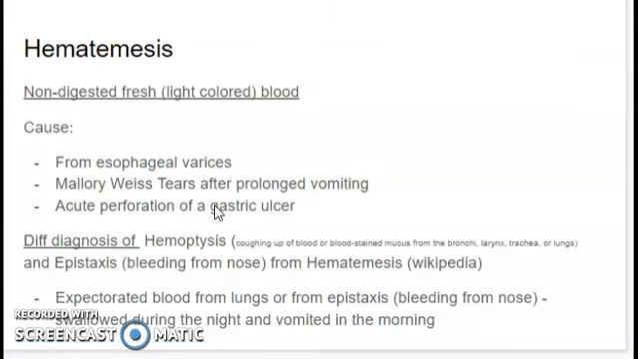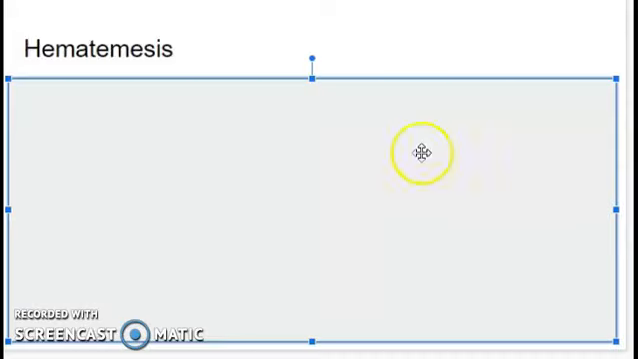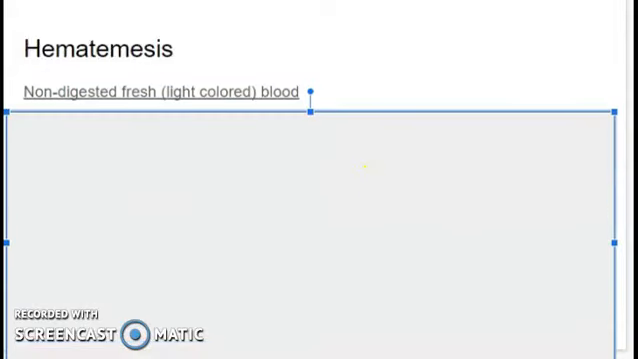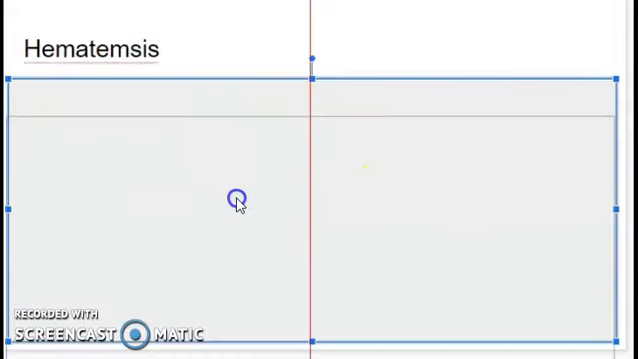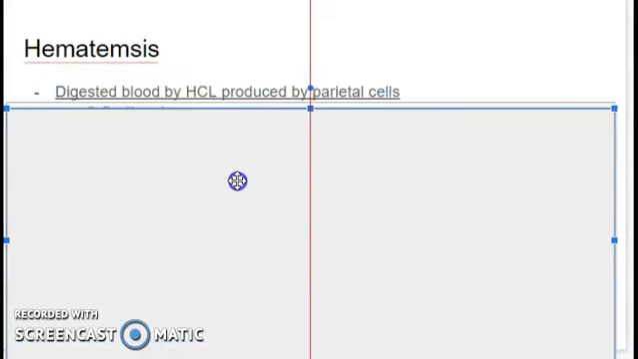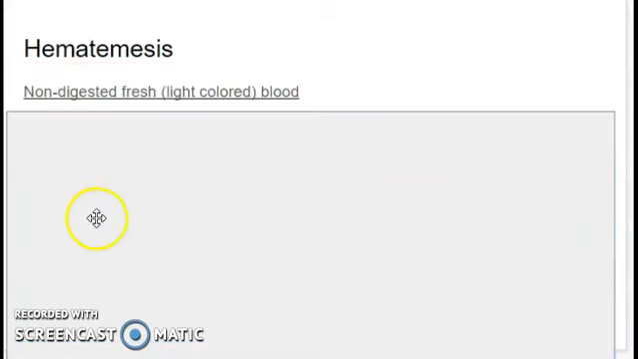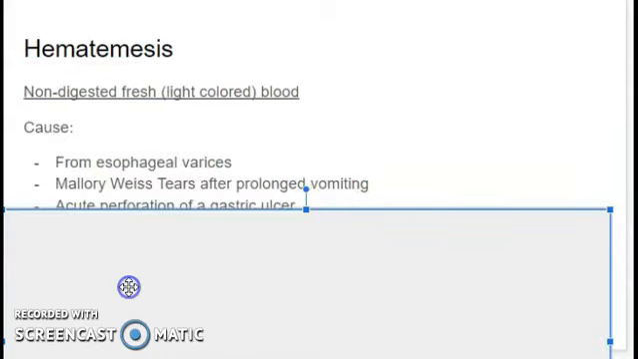Like I said, hematemesis is you vomiting the blood, and it can be divided into non-digested fresh blood, or digested blood over here. And that digested blood is digested obviously by HCl. Non-digested blood is going to be a very light color blood. We're going to talk about this.